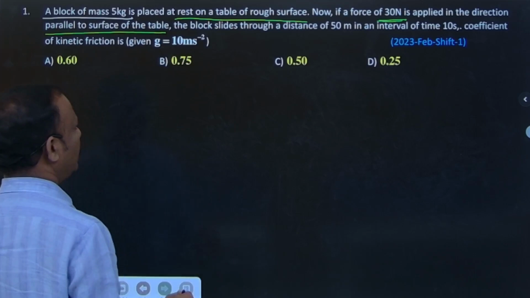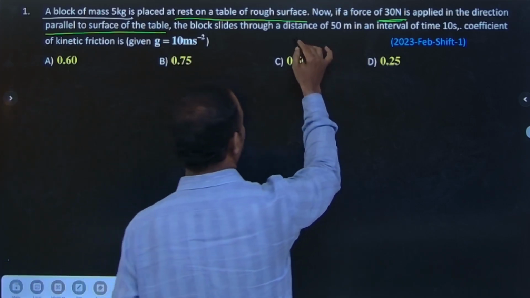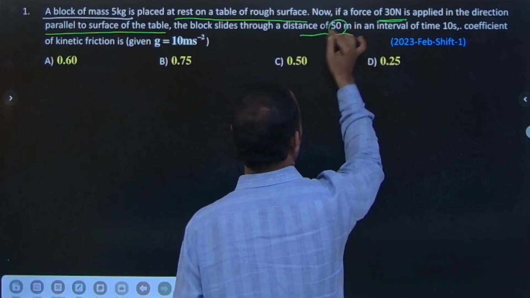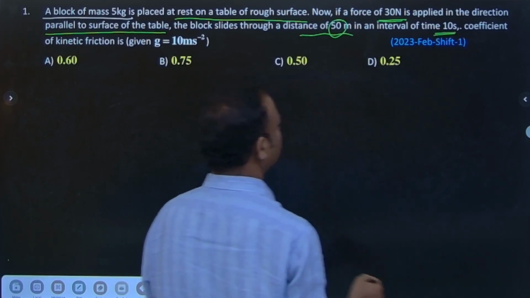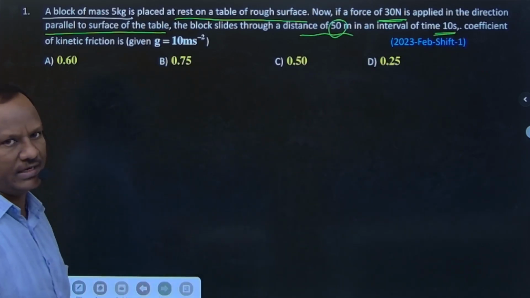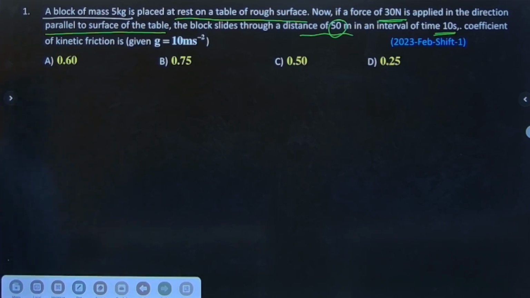The block slides through a distance. The distance is 50 meter, in an interval of time of 20 seconds. What is the coefficient of kinetic friction?